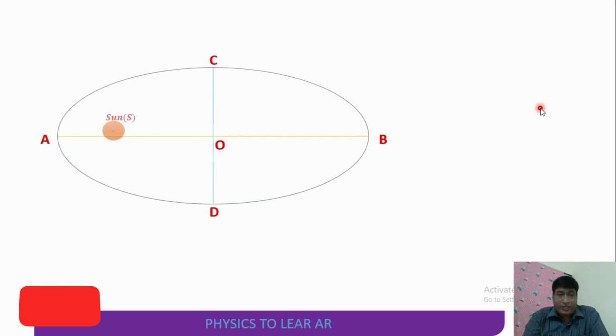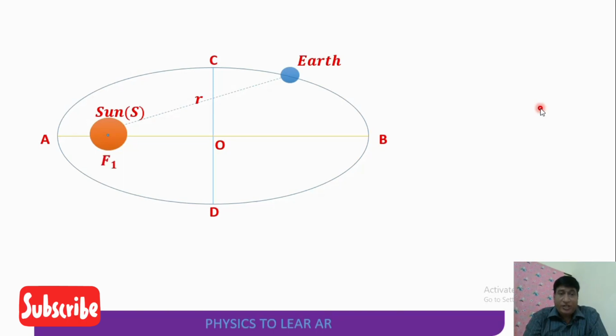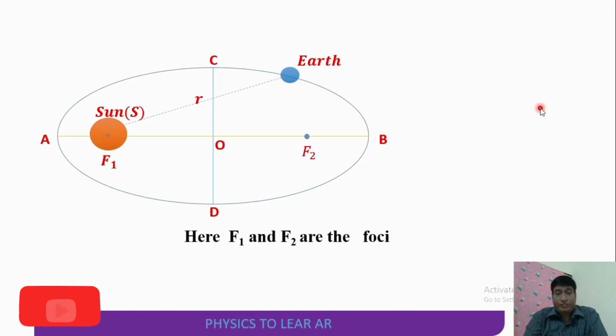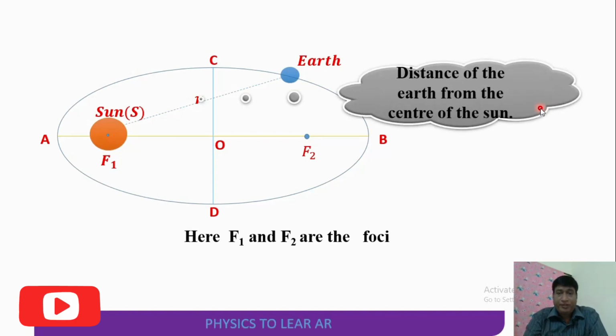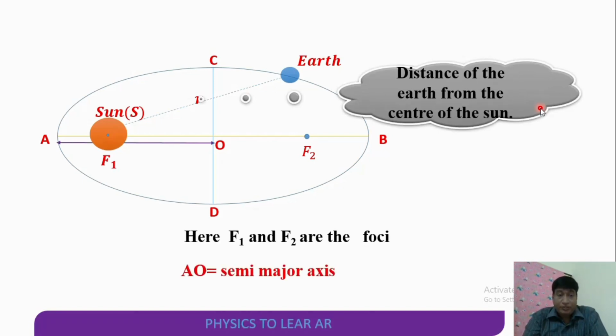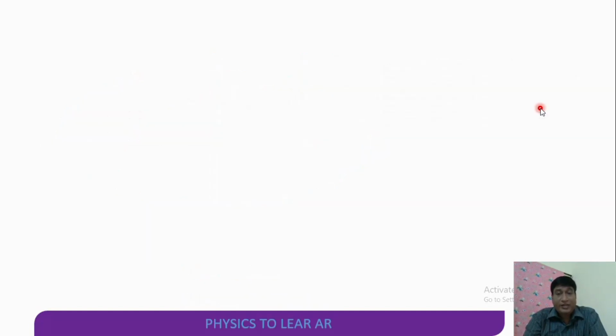For this ellipse, the sun is at one of the foci, and the Earth and the sun are separated by a small distance r. F1 is a focus and F2 is also a focus. r is the distance of the Earth from the center of the sun. AO we call the semi-major axis and OC we call the semi-minor axis.